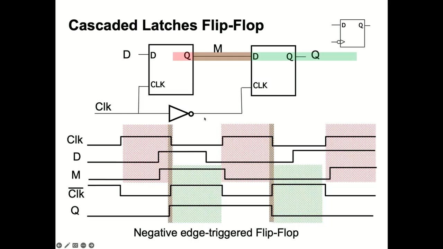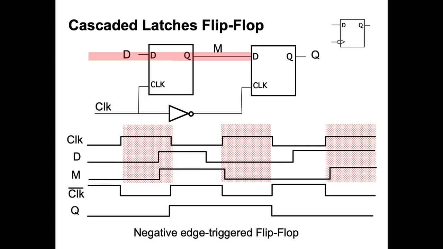Basically, any change on D is no longer going to be affected here while the clock is high, and any change before that is not going to have an effect on the output because this one's locked down. So one of the 2 is always locked down, preventing D from affecting Q, except that whatever value is on D right at the clock edge gets held and allowed out.